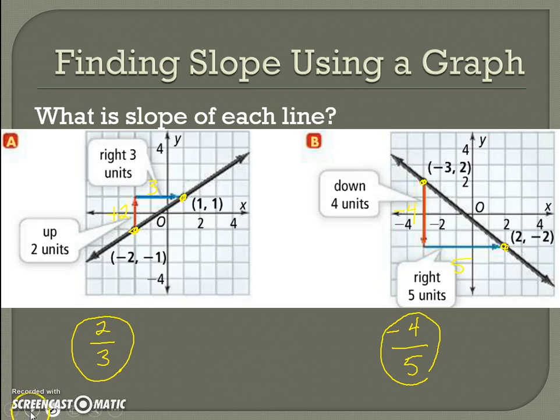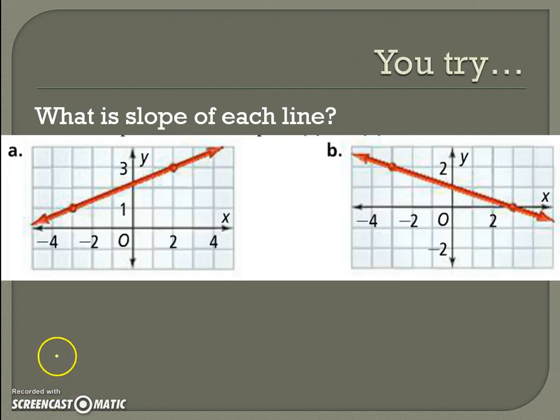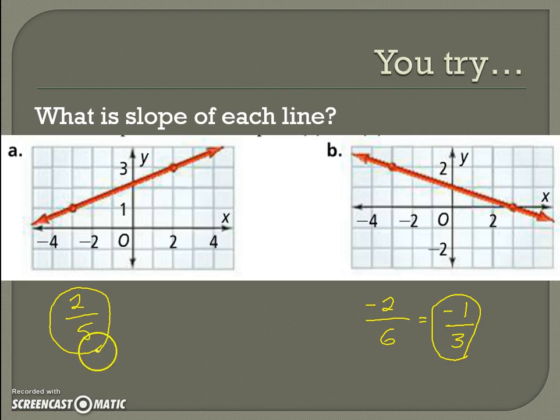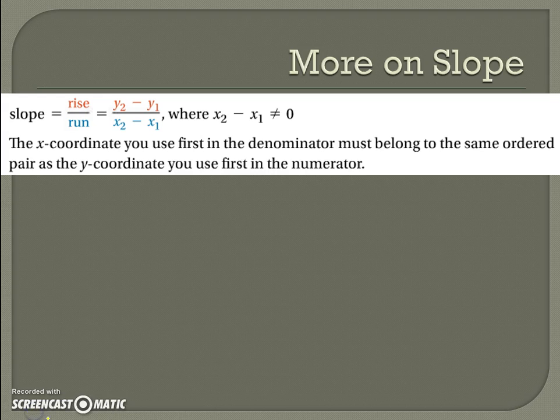All right, here's one for you to try. Go ahead and pause, and the answer will be up in 3, 2, 1. All right, so here you go. This one is 2/5, and this one is negative 1/3. If you did rise over run, you would have got negative 2 over 6, but you always simplify this. Make sure that you are simplifying. Let's keep moving here.